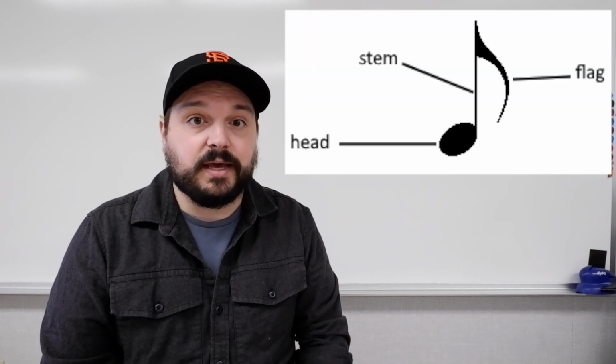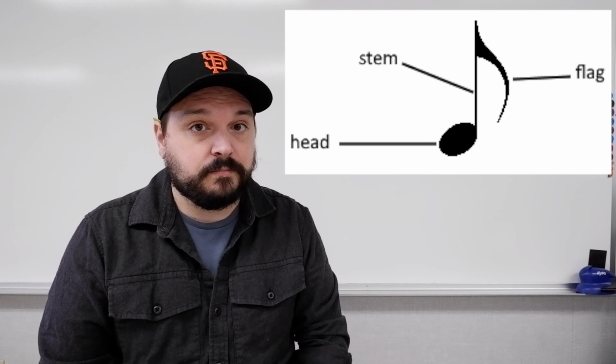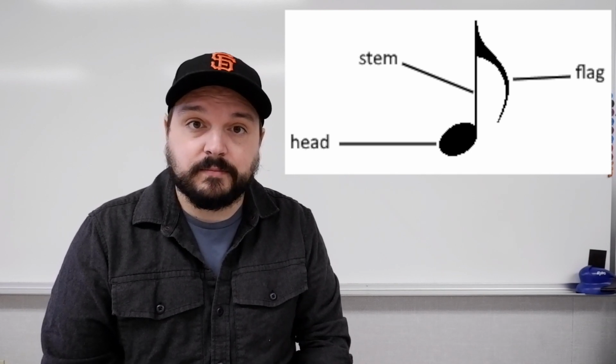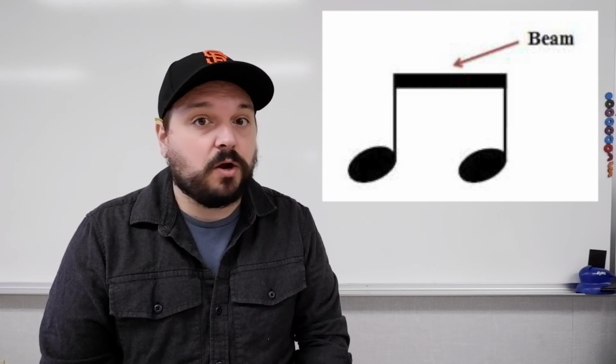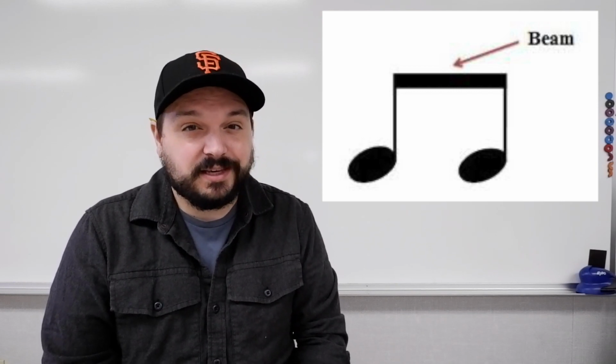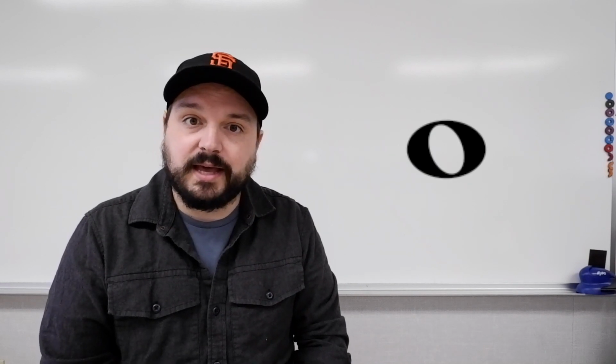So let's review. Our music notes have a head, a stem, a flag, and a beam. And remember, not all music notes need to have all of these things. So this music note only has a head. This one has a head and a stem. And this one has a head, a stem, and a flag. Excellent. I'm glad you guys got that again. I hope you remembered how to do all of that.